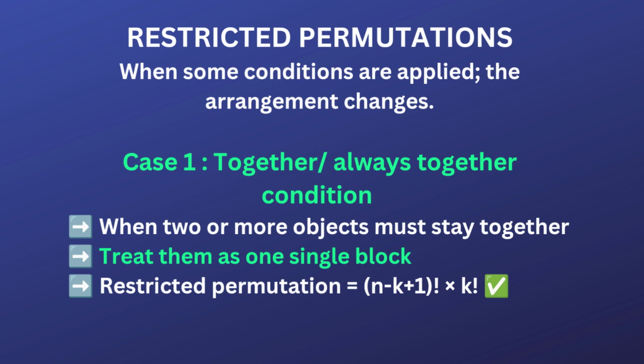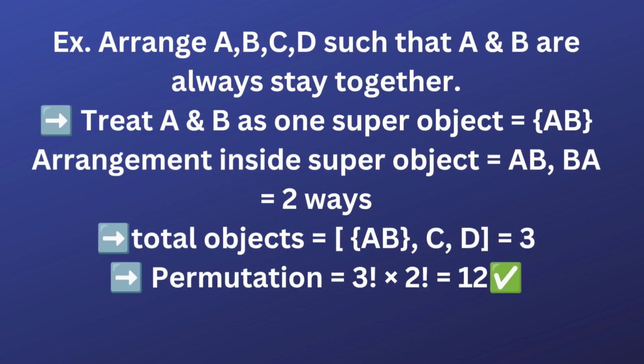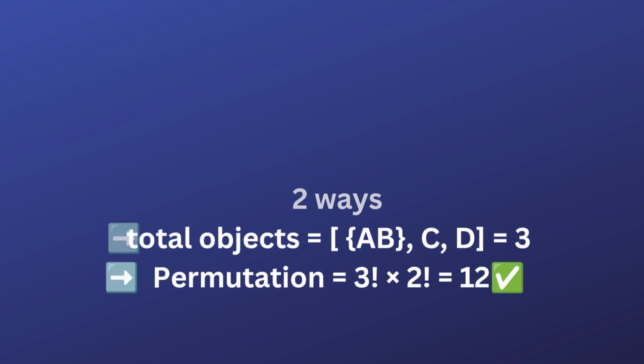So total objects will be n minus k plus 1. And inside the block, k objects can permute among themselves. That is factorial k. So final permutation is equal to factorial n minus k plus 1 into factorial k. For example, arrange A, B, C, D such that A and B are always together. In this arrangement, we treat AB as one super object. So there are now three objects, that is AB, C and D. Arrangement inside AB is equal to factorial 2. So total ways is equal to factorial 3 into factorial 2, that is 12.